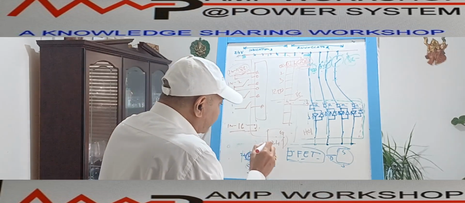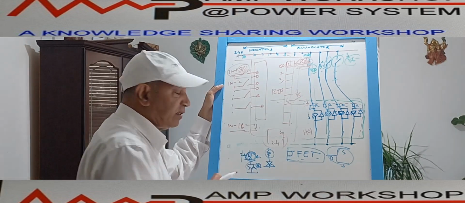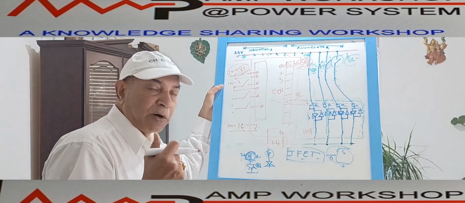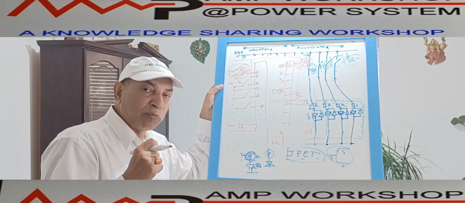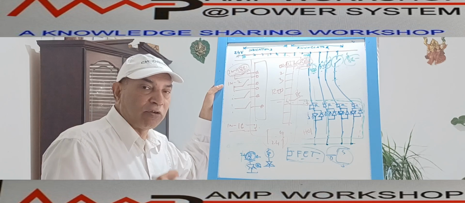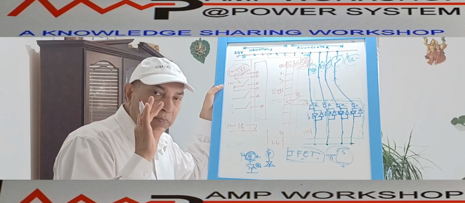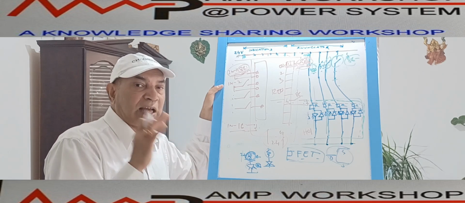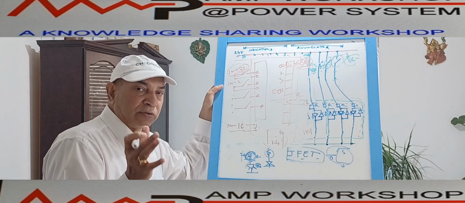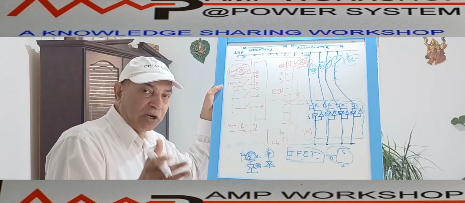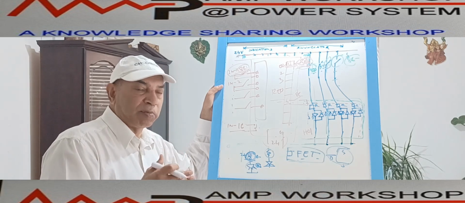On this annunciator you can see there are 3 push buttons. One push button is the horn stop, or sound off. Another push button is the acknowledgement. Acknowledgement means you press that acknowledge button. Or, the other way you can say it, one push button is a silence push button, another is an acknowledgement push button, and another is a reset push button.